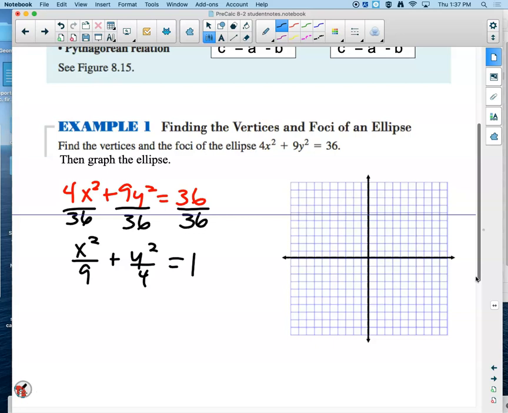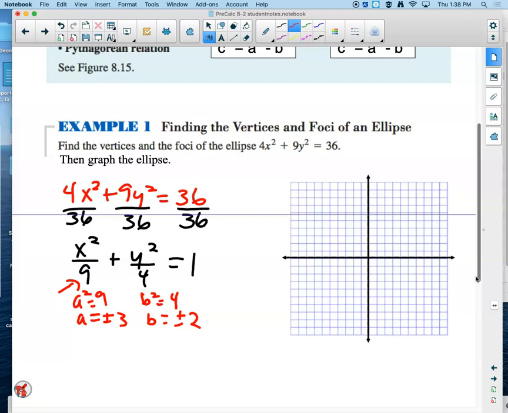So now I know what's going on, and I find a, and I notice that 9 is bigger than 4, so that means a squared is 9, which of course means that a is going to be 3. So a is plus or minus 3 for that because we're taking the square root. All right, and then b squared would be 4, so b is plus or minus 2.